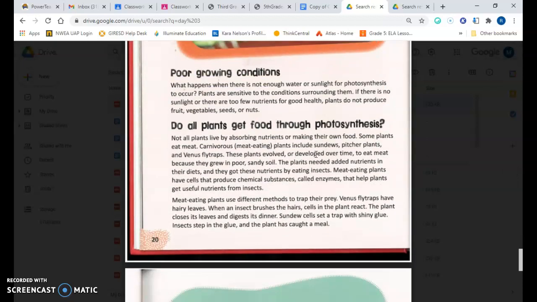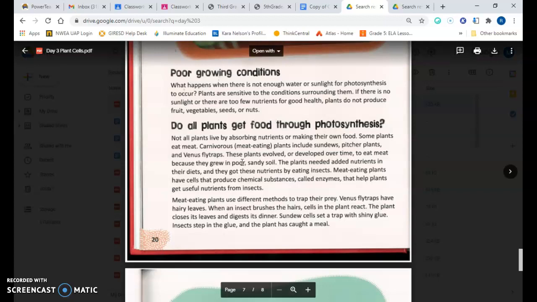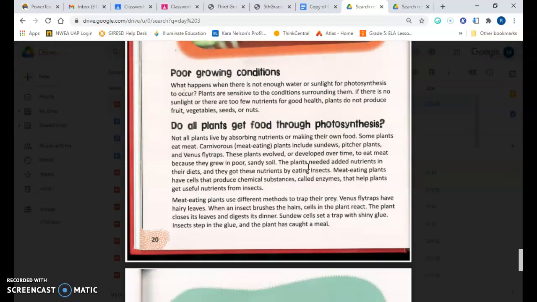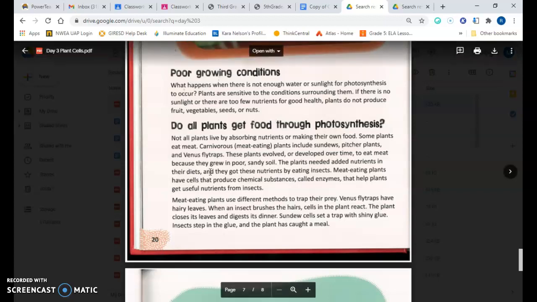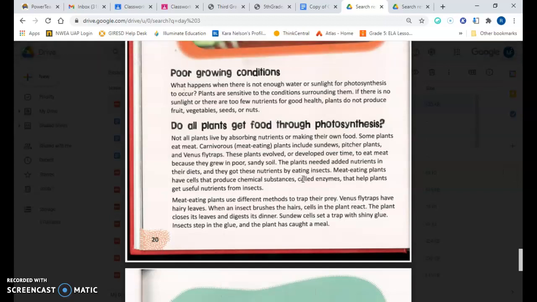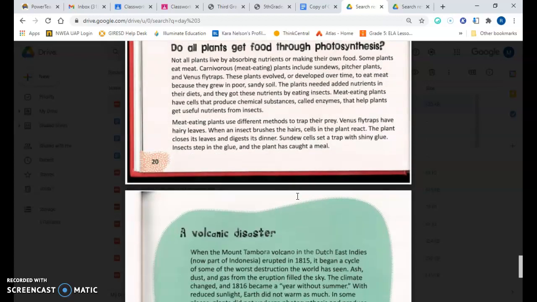These plants evolved or developed over time to eat meat because they grew in poor, sandy soil. The plants needed added nutrients in their diets, and they got these nutrients by eating insects. Meat-eating plants have cells that produce chemical substances called enzymes that help plants get useful nutrients from insects.